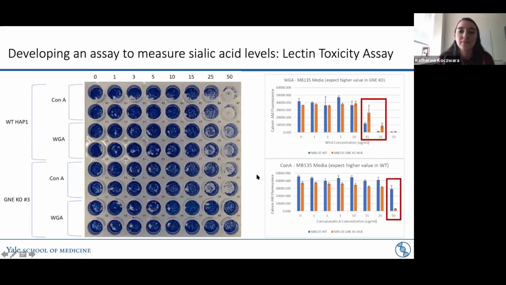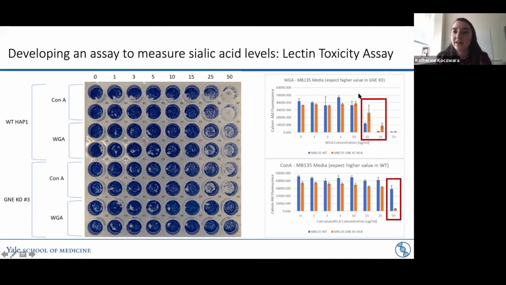In some initial experiments, you can see here the plate of all the cells, with the cells stained blue. As we increase the concentration of the lectins that we're treating and growing them with, we see fewer and fewer blue cells because more of the cells are not growing or are dying because these lectins are toxic. We can then measure how many cells are left on the plate to see just how toxic these lectins were to the cells. Looking at this, we can quantify this number and compare how toxic they were to a healthy cell line versus a GNE knockout cell line.